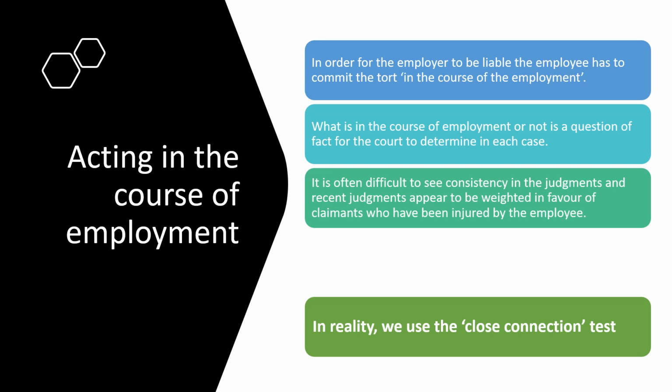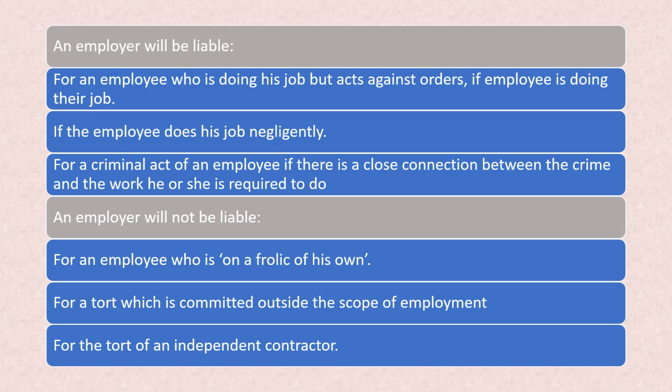Now, these have all been based on case law. What we've done though is found examples of where employers will be liable and where they will not be liable. So usually then, we go for an employee who is doing his job but acting against orders. So if they ignore the instructions from the employer but they still do something wrong, then the employer can still be liable, and we look to that in more detail. Or the bog standard, if the employee is doing his job negligently, so he's giving negligent advice or negligently doing an act. And of course we've got that last one, the criminal act of an employee, if there's a close connection between the crime and the work he's required to do.